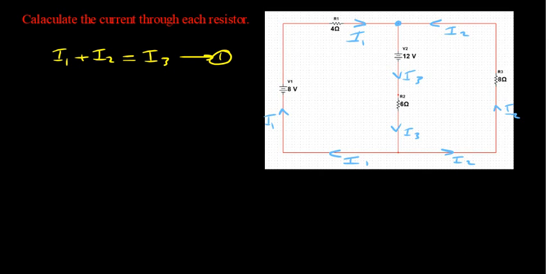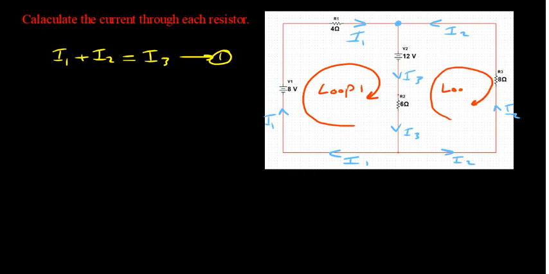The second one is the loops. So I can decide the loop direction. I will take the left one going clockwise, and I will call it loop 1. And I can also choose the same direction, clockwise, for loop 2. Okay, now we need to follow the scenario of loop 1 and loop 2 for the second rule, where the total voltage in a loop equals 0.